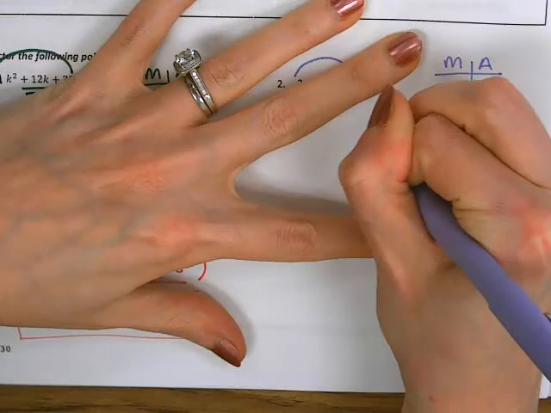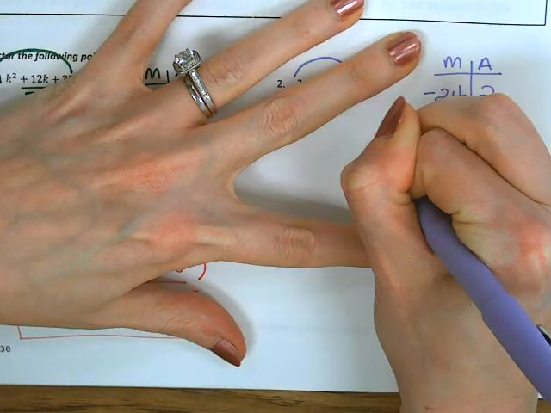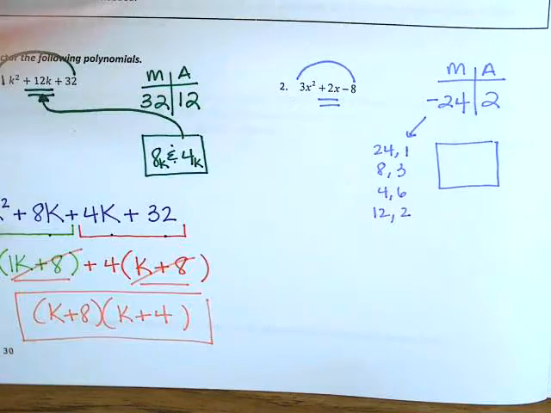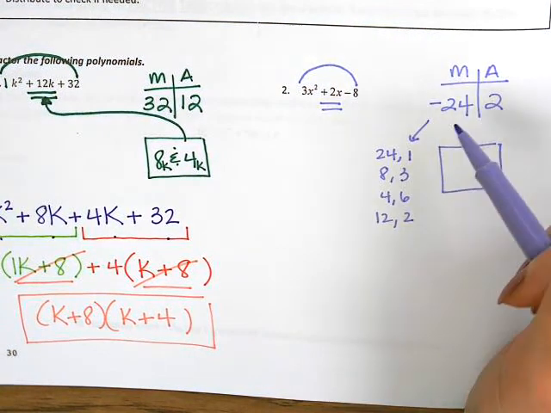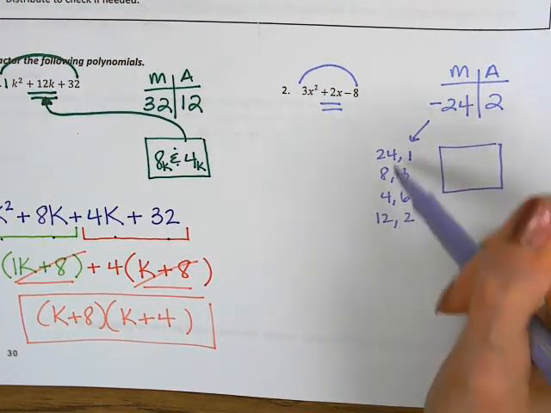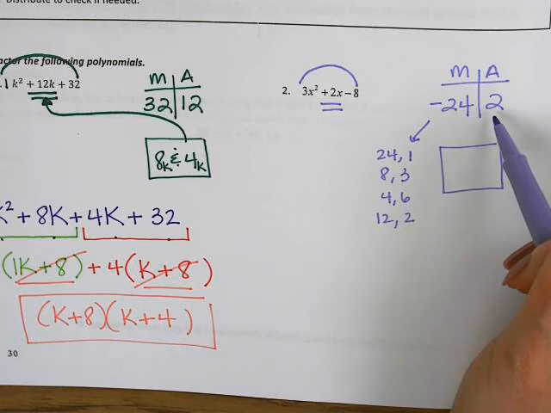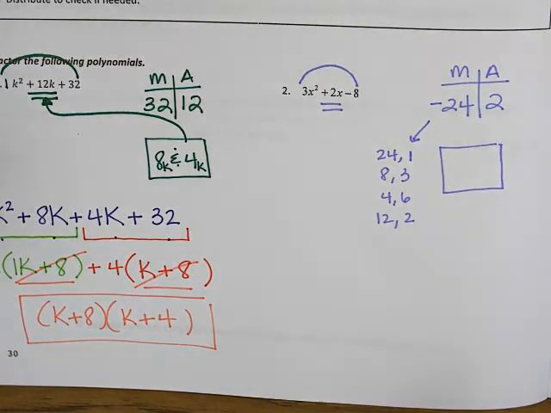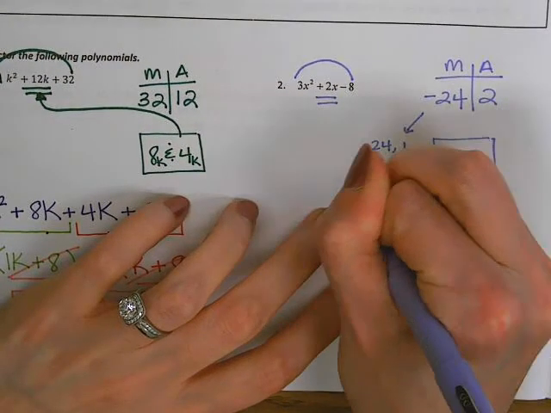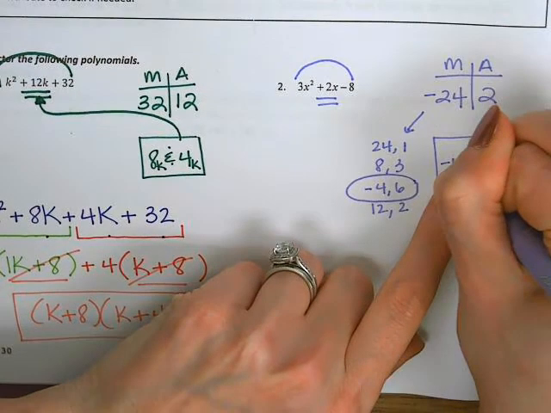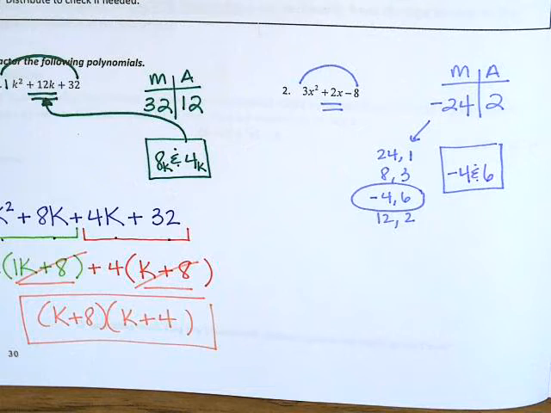So 24 could be 24 and 1. It could be 8 and 3. It could be 4 and 6. It could be 12 and 2. Now, one of them's got to be negative. So where could we put a negative sign so that they would add to 2? I'm thinking maybe right here: negative 4 and 6. Do you guys agree? Those are our two numbers?